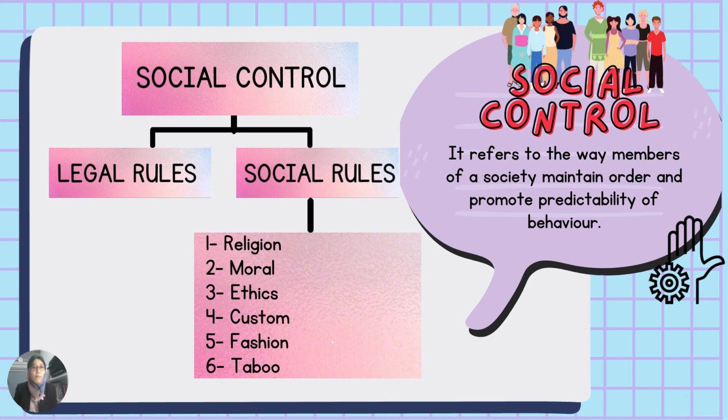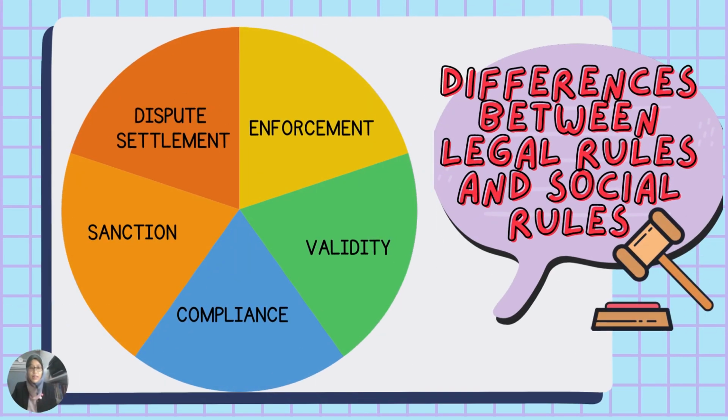The legal rule is a formal rule like the law that we have today. So that is the legal rules. While the social rule is other than the law, for example, social values like religion, moral, ethic, custom, fashion, and taboo. So these are examples of the social rules that are needed in order to control or regulate the conduct of society. So we move to our main discussion.